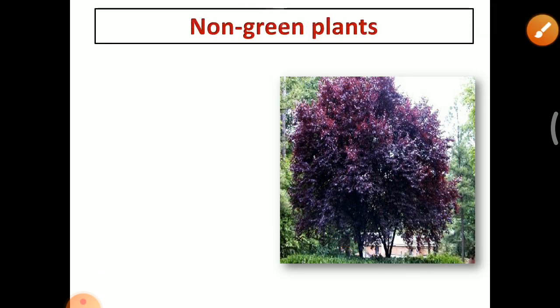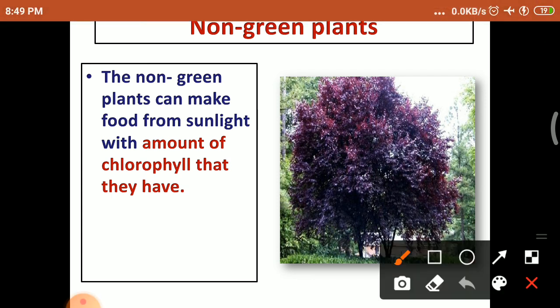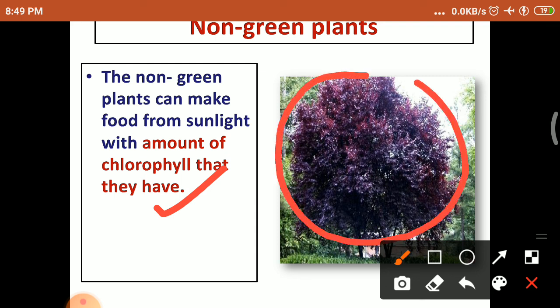So these plants are also called non-green plants, and the non-green plant can make food from sunlight, because this plant has a less quantity of chlorophyll. So using that less quantity of chlorophyll they prepare their own food by the process of photosynthesis.